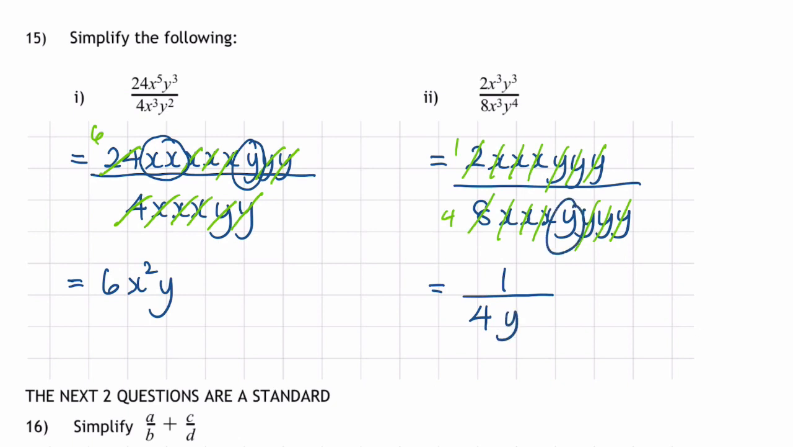So 1/4y. Just be careful on these, on this one in particular, because you're finding a common factor here. What number goes into 2 and into 8? So when you cancel the 2 and the 8, don't say that there's nothing on top. There is. It's 2 divided by 2 is a 1.